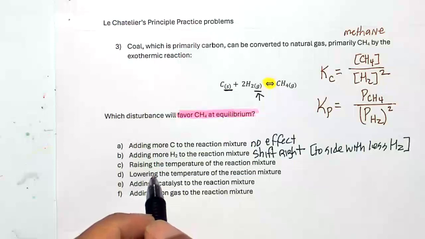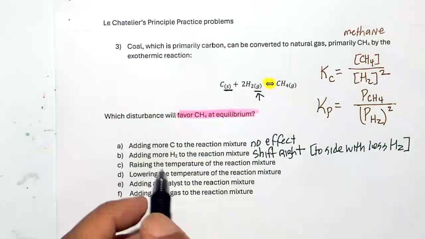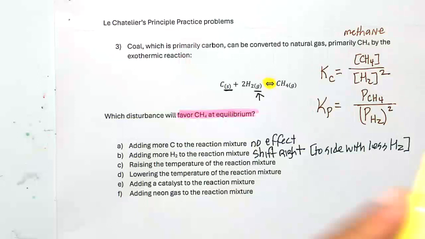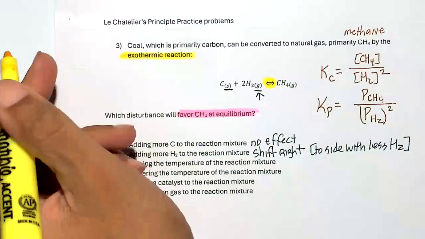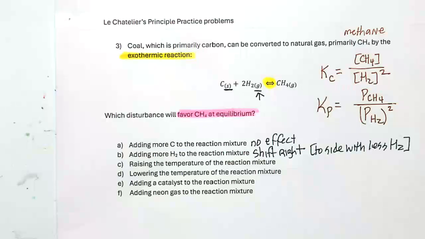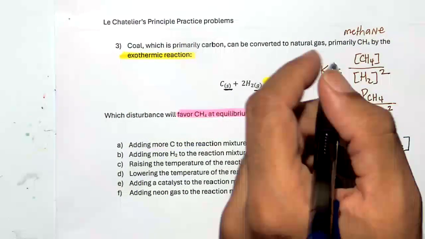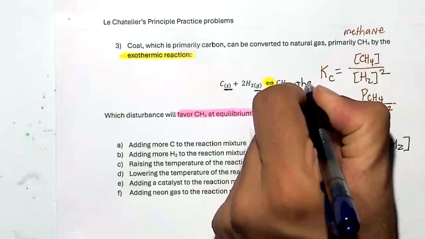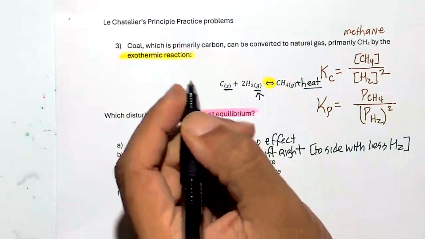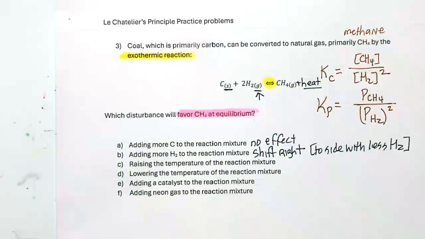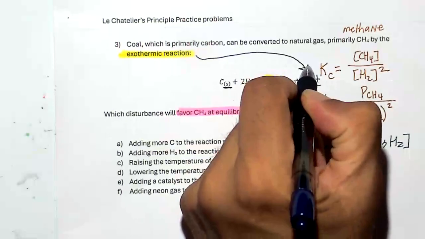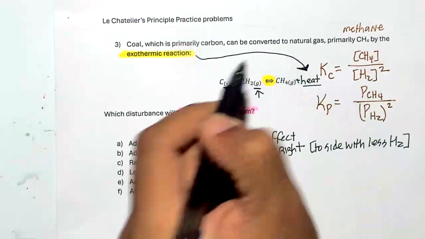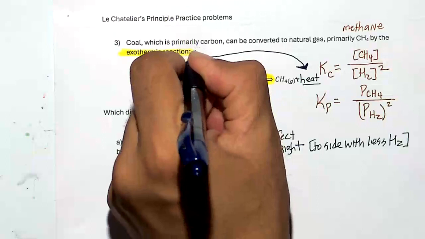How about raising the temperature of the reaction mixture? What do we know about this reaction? We know that this reaction is exothermic. So can we go back to Chem 1? What do exothermic reactions release? It releases heat. Very good. Because this exothermic reaction releases heat, heat is also a product in this reaction.